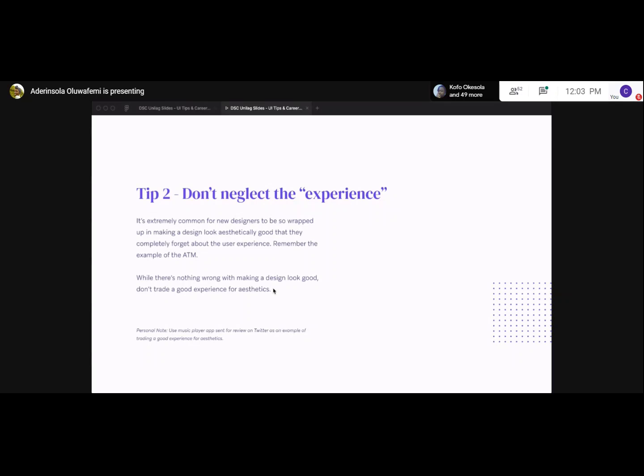I'm all for beautiful designs. I love making beautiful things, right? But then do not neglect the experience. This is a personal note so that I remembered an example to give. Someone DM'd me a couple of weeks ago, wanted me to review something he had done for the Daily UI Challenge, which was a music app.